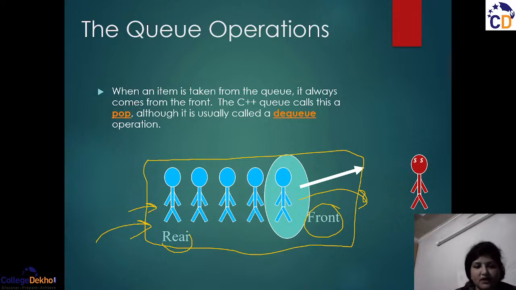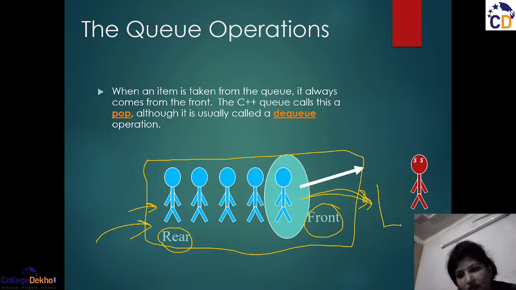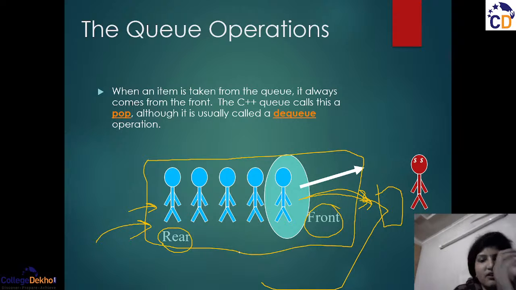Rear means at the back, and people are coming out when, in a bank also, their number comes, they collect the cash and go. So it is one of the applications where queues are used.